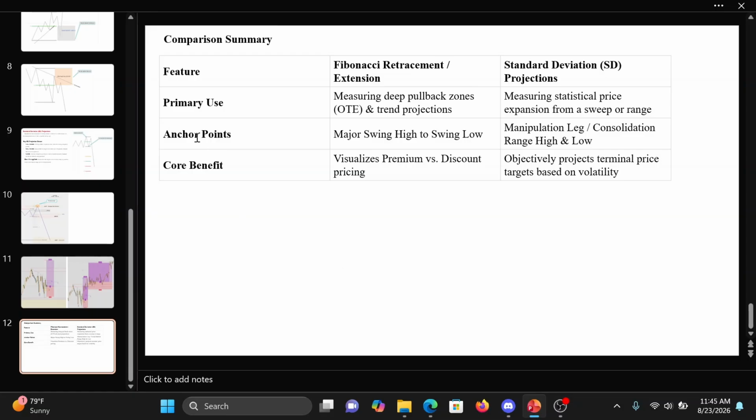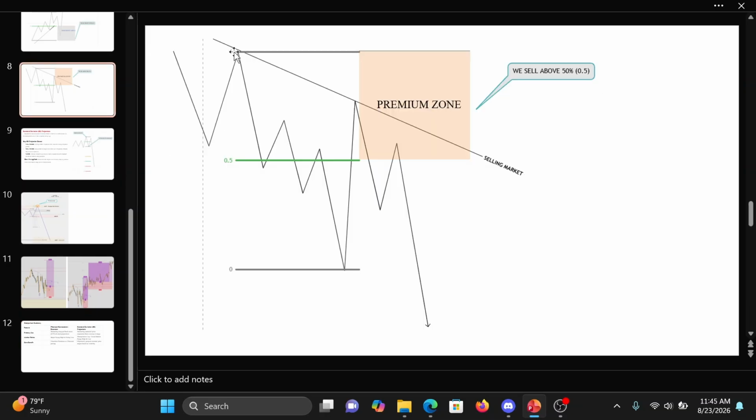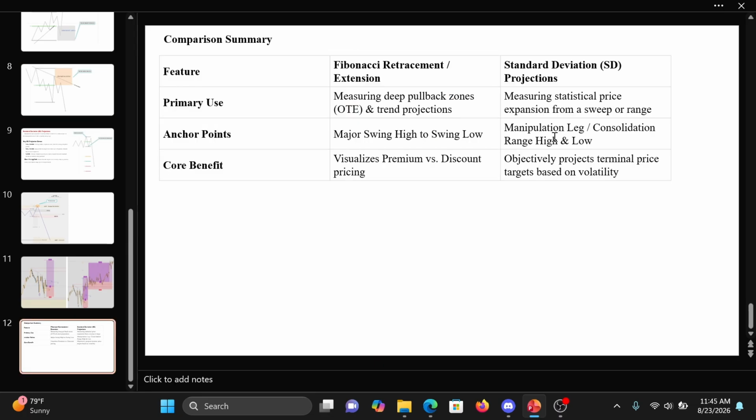All right. Anchor points. For Fibonacci, major swing high to swing low. So we plot it from the swing high to the swing low, as you can see here, from this swing high to this swing low. And this one, standard deviation, we plot from the manipulation leg or consolidation range, high and low.